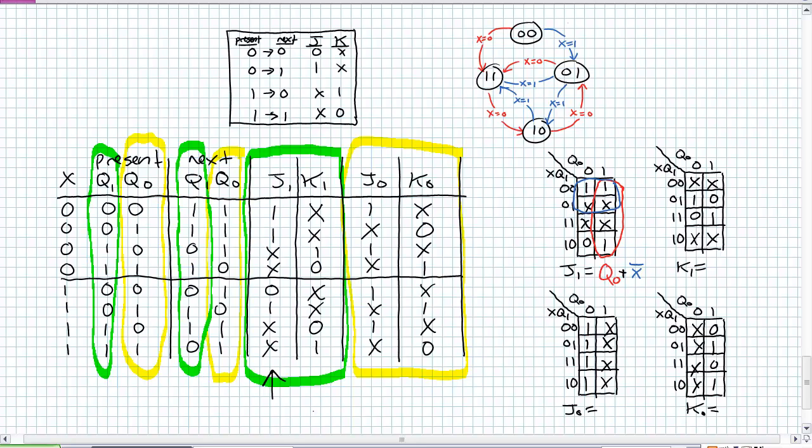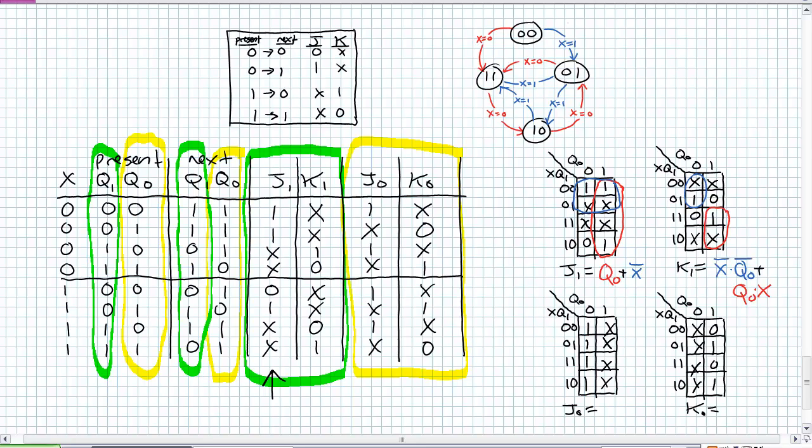And let's look at K1's expression. So come up with a minimum SOP expression for K1. What I'm going to go ahead and do is grab this group of 2 right there, and I'm going to grab this group of 2 right there. Okay, so the group in blue, what is that? That is not X and not Q0. What's the group in red? The group in red is Q0 and X. Okay, so the final SOP expression for K1 is not X and not Q0, or Q0 and X.